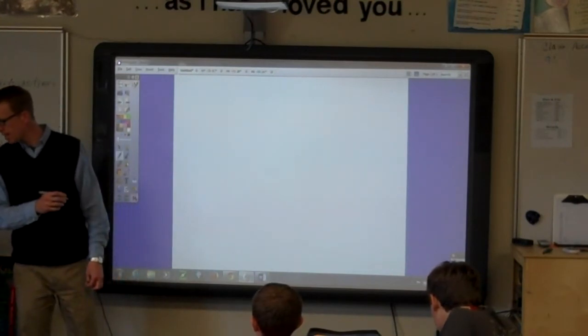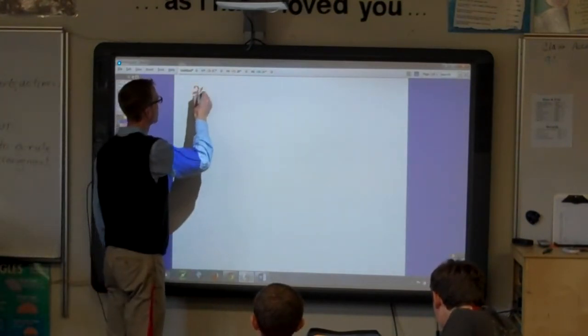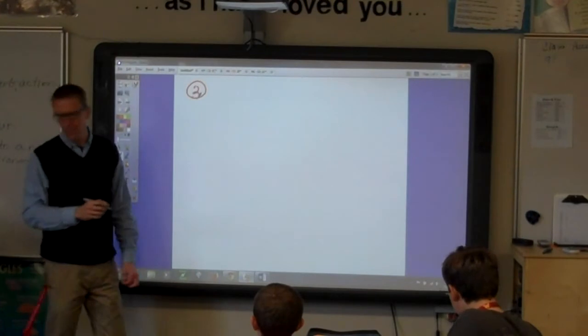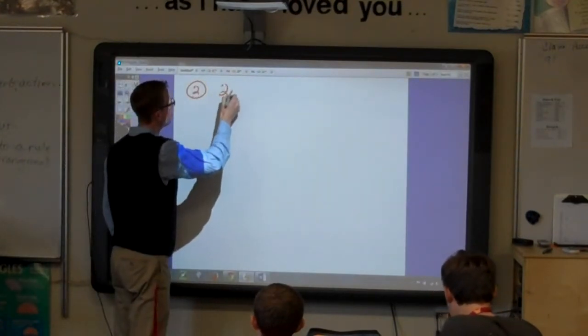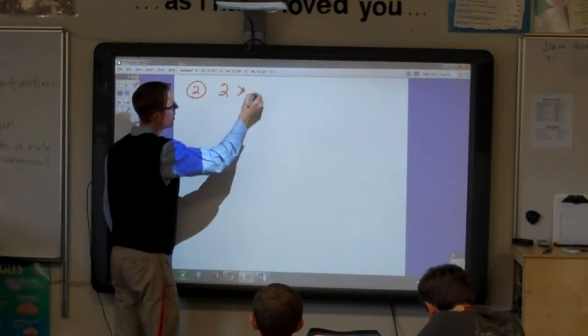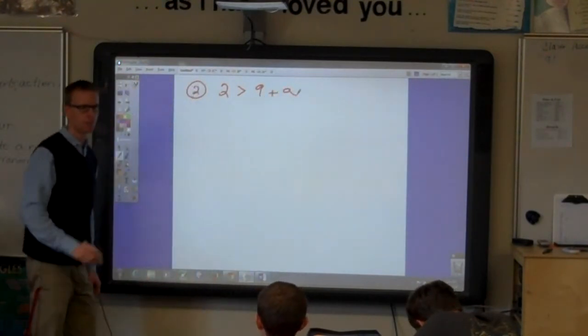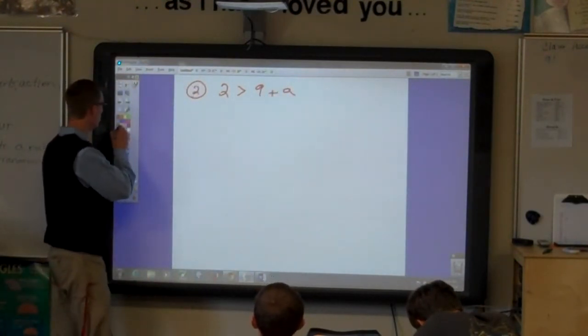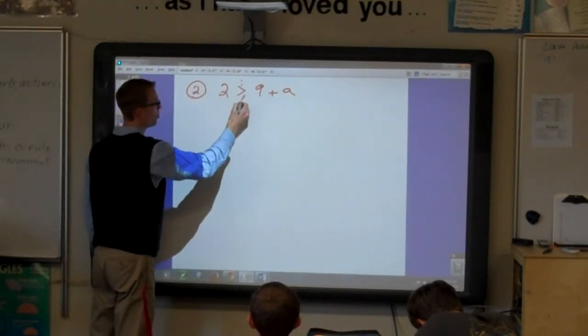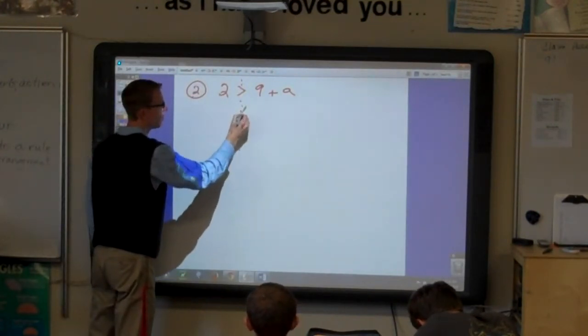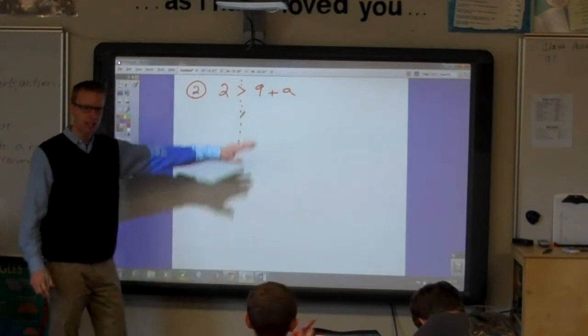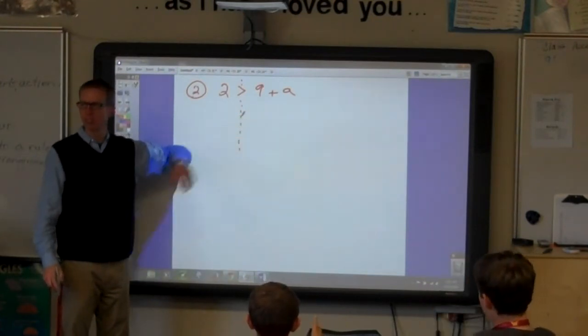2 is greater than 9 plus a. This is from page 110. 2 is greater than 9 plus a. Okay? Now, take a look at, we've got two sides of this inequality. We're going to start on the side with the variable. What should we add to both sides?